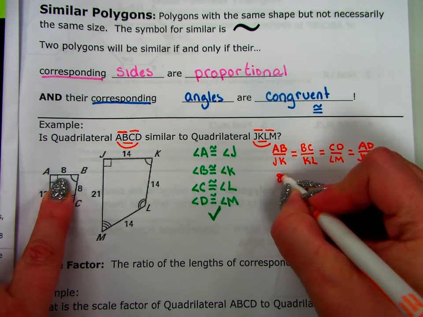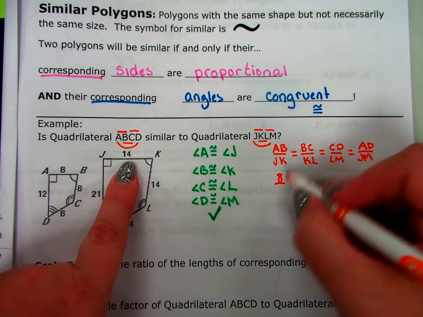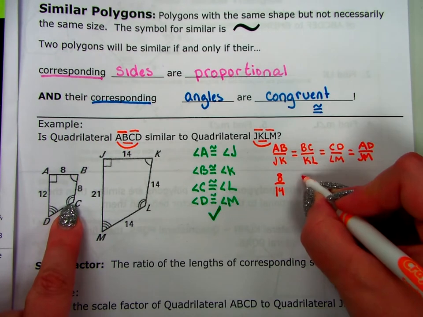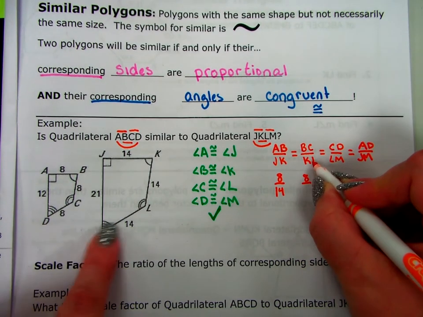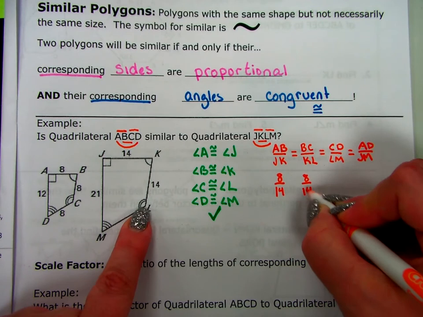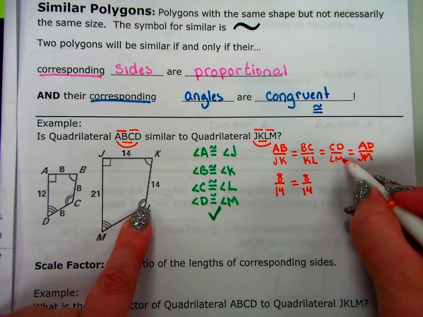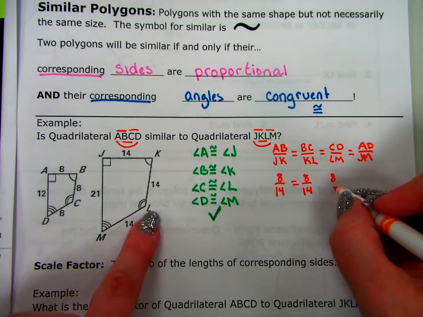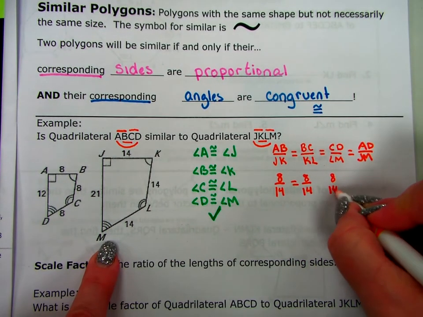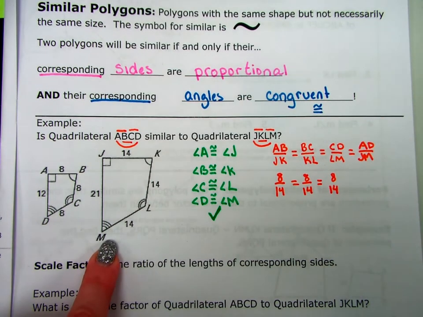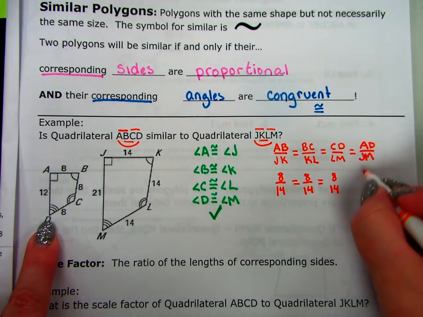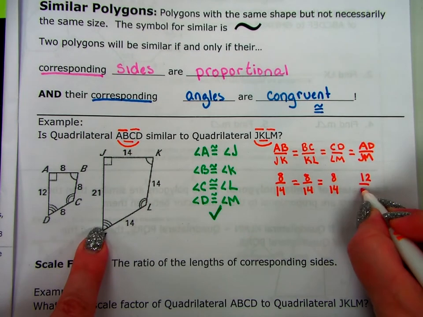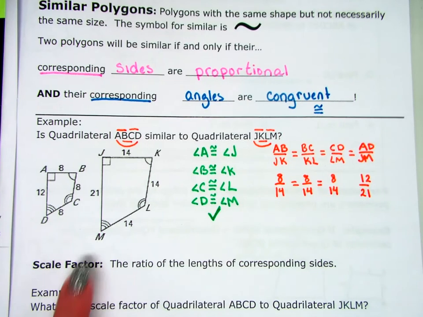AB is 8. JK is 14. BC is 8. KL is 14. So those are equal. That's good. CD is 8. LM is 14. So that's good. Those are all the same. So far, so good. One more. AD is 12. JM is 21. Are those the same?